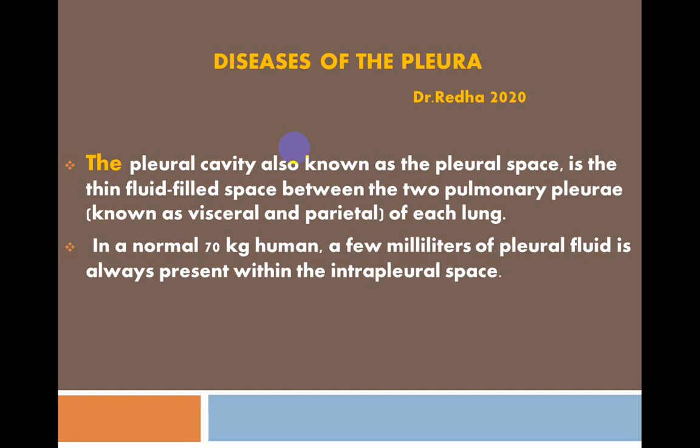So in a normal 70 kg human, this pleural space contains a few milliliters of serous fluid, and this is always present within the intrapleural space, and this is important for movement between the visceral and parietal. So this serous fluid behaves as a lubricant to facilitate the movement between visceral and parietal pleura, especially during breathing.